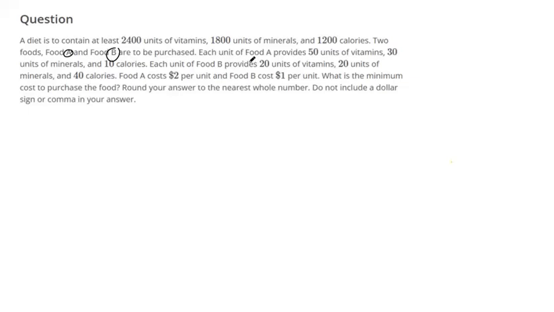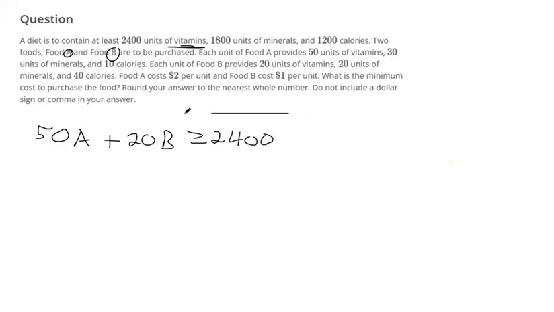They tell us each unit in food A provides 50 units of vitamins, 30 units of minerals, and 10 calories. Each unit of B, 20. Okay, so they tell us how much of each. Let's make an equation based on the amount of vitamins. There's 50 units of vitamins from A, and if we add that to the 20 units of vitamins that we're going to get from B, we don't know how much B we're going to get, but we know that we get 20 units of vitamins from each. This needs to be at least 2,400 according to the instructions we were given at the top. At least 2,400. So this is our vitamins equation.